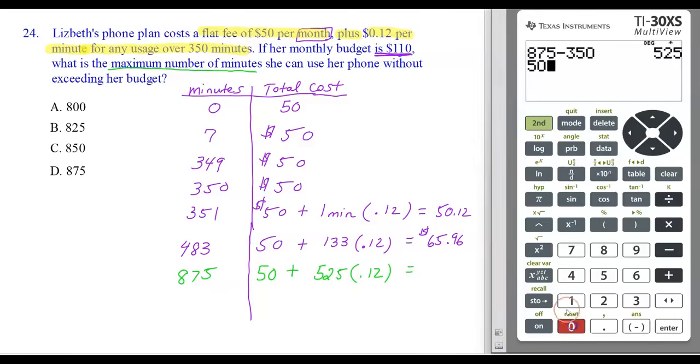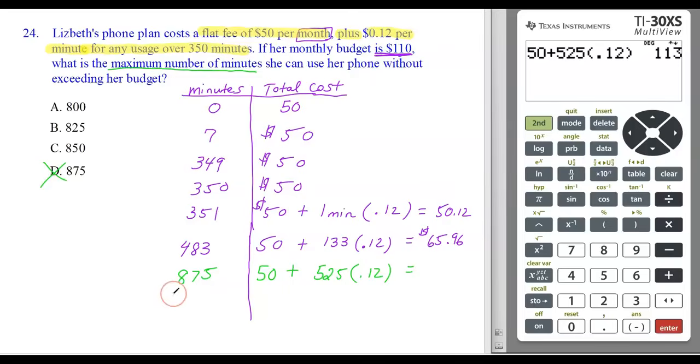So it's 50. Let me clear this out. 50 plus 525 parenthesis 0.12, enter. She can't go over $110, and she does here. She uses it for 875 minutes. The total cost is $113, but her budget is only $110. She can't spend more than $110, so D is gone.